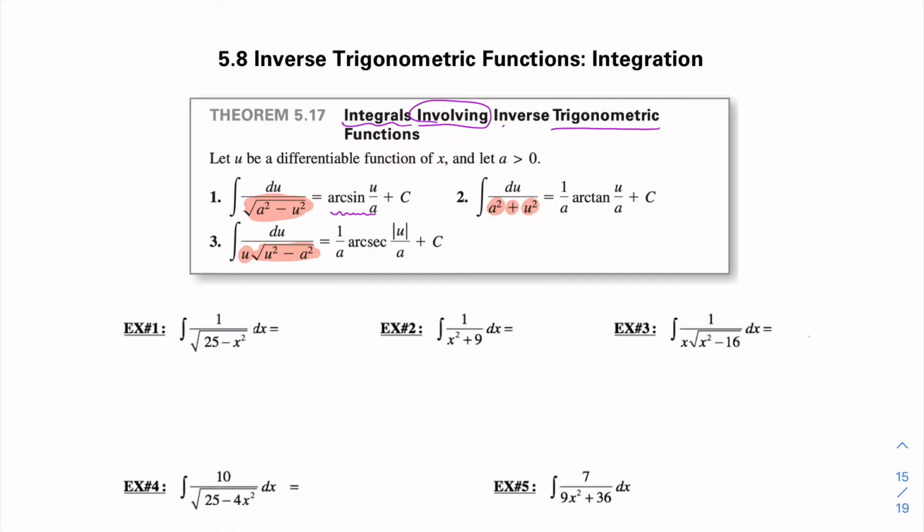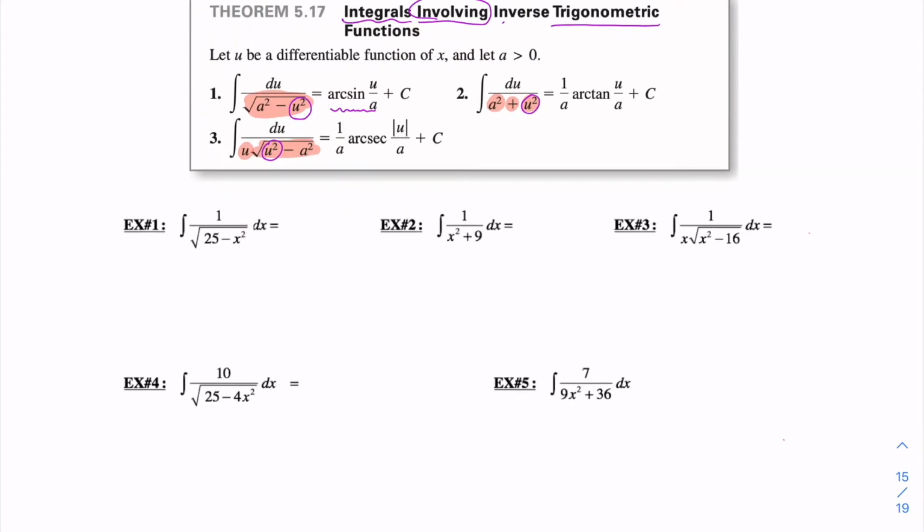Let me show you some examples. For me, it's easier when I see these types of problems to change the coefficient of u squared to 1 first. For example, example 1: I can rewrite this as 1 over the square root of 5 squared minus x squared dx. In this case, my a value is 5. So this will be sine inverse of x over 5 plus c.